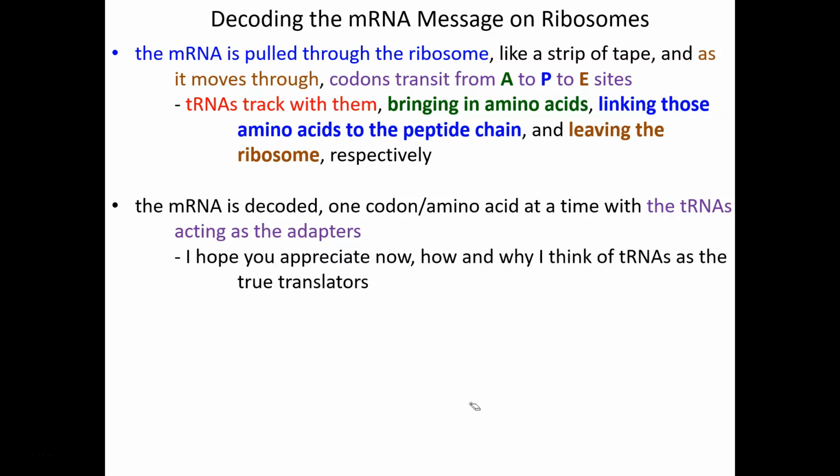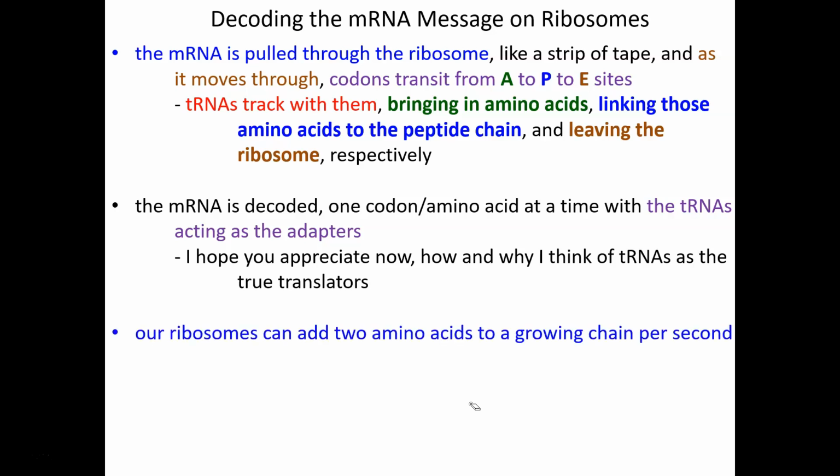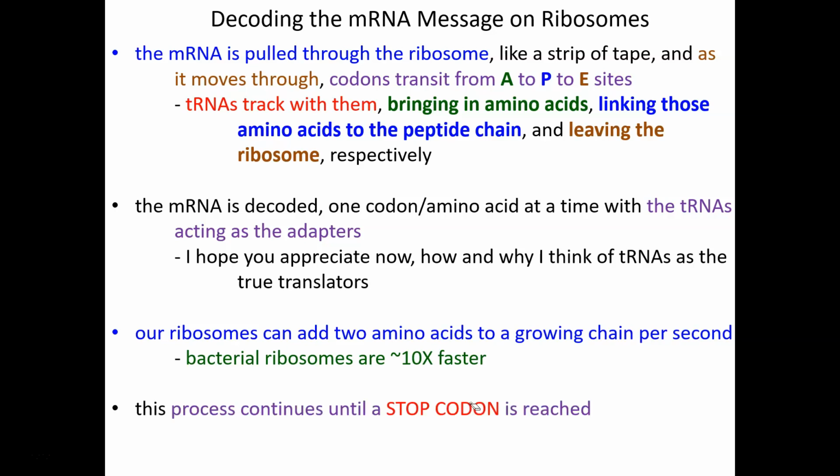So again, as we go through this, keep in mind why tRNAs are the translator RNAs, why they are the bridge between nucleic acids and amino acids in this process. Ribosomes can add 2 amino acids to a growing peptide chain per second, so quite slow in the grand scheme of things. Bacterial ribosomes are quite a bit faster, but still impressive that this can be done at all.